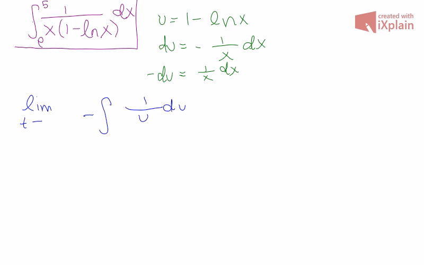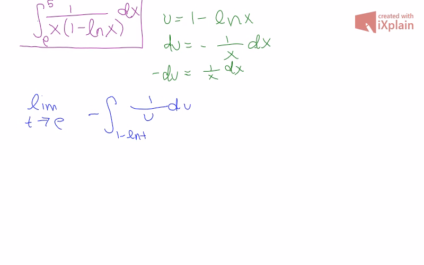As t approaches e, we're going to make that equal to 1 minus ln of t. Let me restart that. 1 minus ln of t. Awesome. So now our bound up here becomes 1 minus ln of 5.